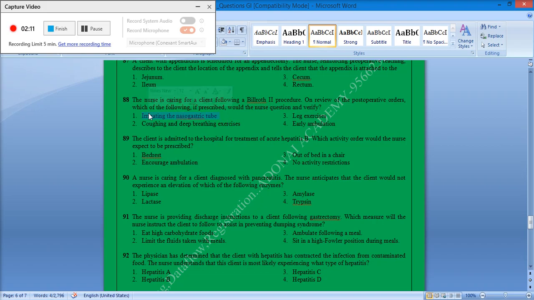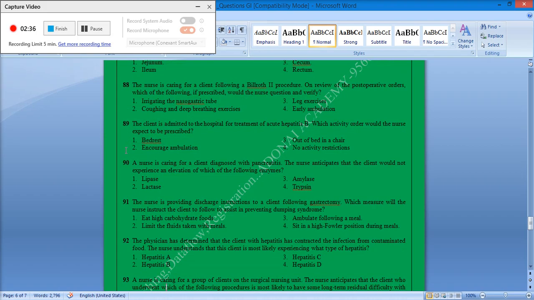89. The client is admitted to the hospital for treatment of acute hepatitis B. Which activity order would the nurse expect to be prescribed? 1. Bed rest. 2. Encourage ambulation. 3. Out of bed in chair. 4. No activity restriction. The correct answer is 1. Bed rest.